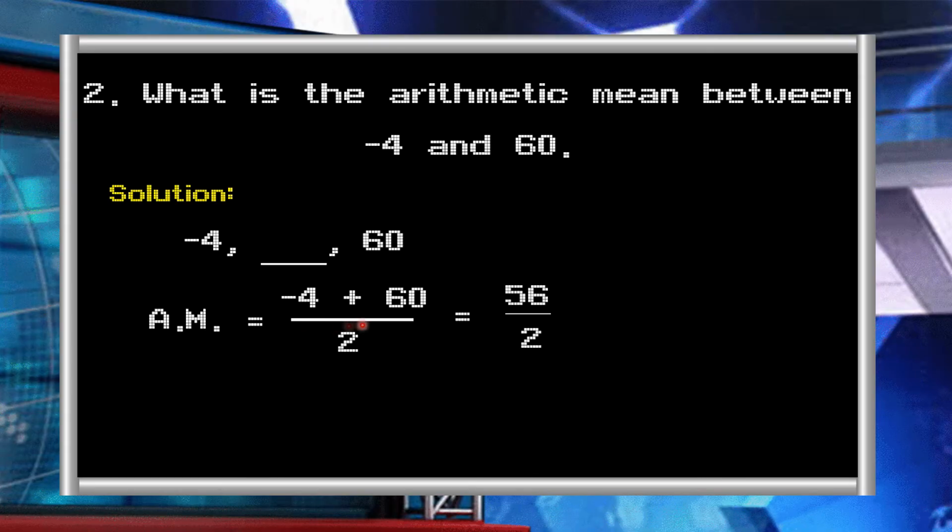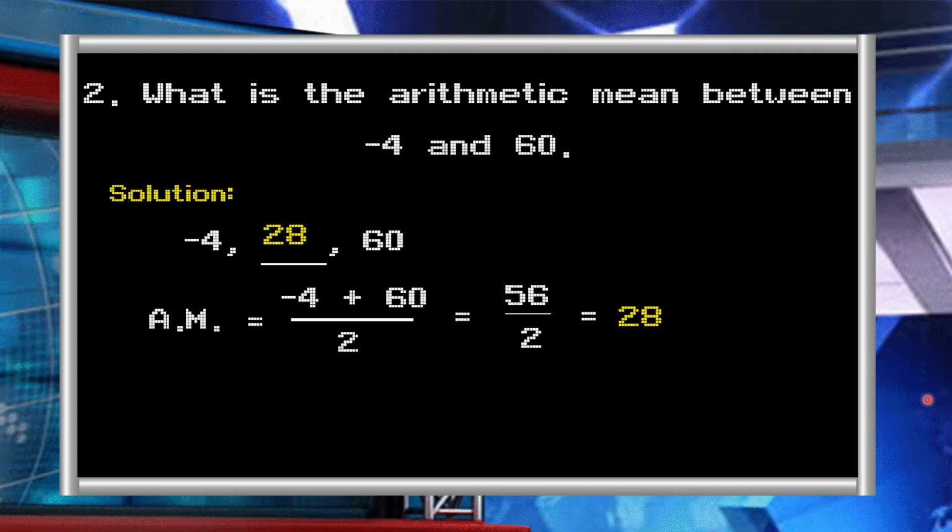And -4 plus 60 is 56. Remember, they have different signs, so we will subtract. Divided by 2. And 56 divided by 2 is 28. Therefore, our missing term, our arithmetic mean, is 28.